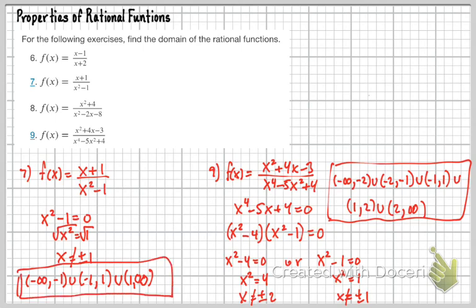Now, just keep in mind here, in order to find the domain, I will have to set the bottom equal to 0 so that I can find out what doesn't work. And I just have to do that for each of those. So that's our first property of rational functions that we're dealing with here.